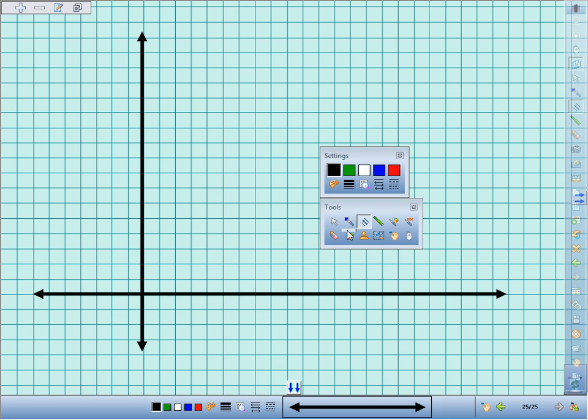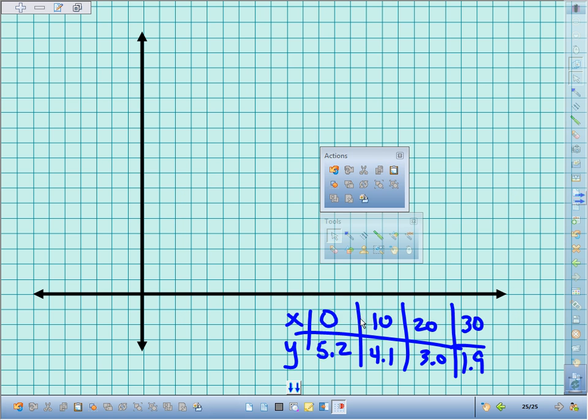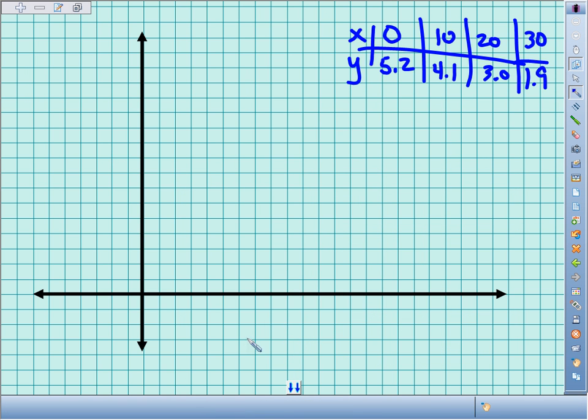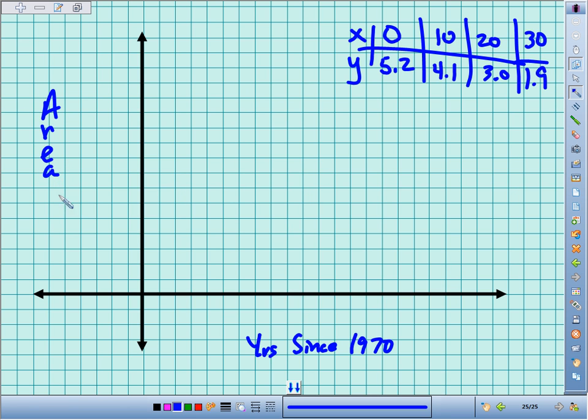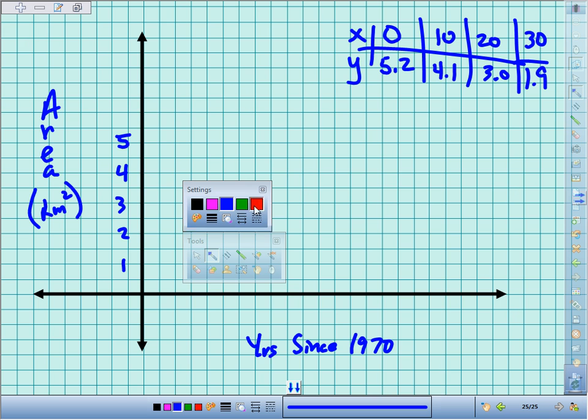So the data that we want to graph is right here in this table. And remember, x represented years since 1970, so we want to label years since 1970. And then y represented the area in, I think it was square kilometers. So if we look, we want to go 0, 5.2, so maybe I'll just go by halves just to make things easy. So there's 1 square kilometer, there's 2, 2.5, 3, 3.5, 4, 4.5, 5. So my scale is a half on the y. I'll just go by ones on the x. 0, 5.2, we can kind of ballpark, be right about, well, there's 5.5, 5.2, maybe about right there.